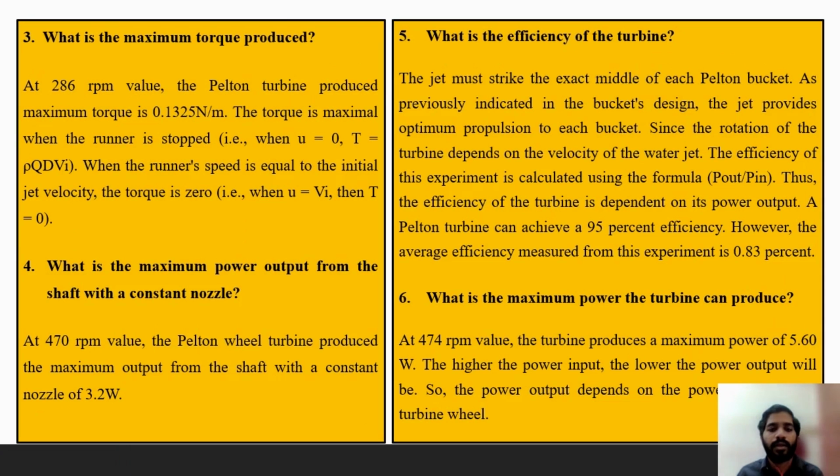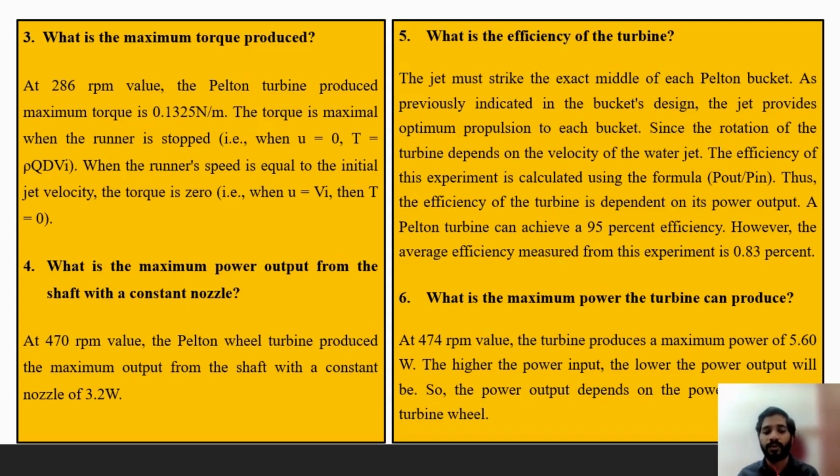Okay, now let us refer to the third question. What is the maximum torque produced? At 286 RPM, the Pelton turbine produced a maximum torque of 0.1325 Newton meter. The torque is maximal when the runner is stopped. When the runner speed is equal to the initial jet velocity, the torque will be zero.